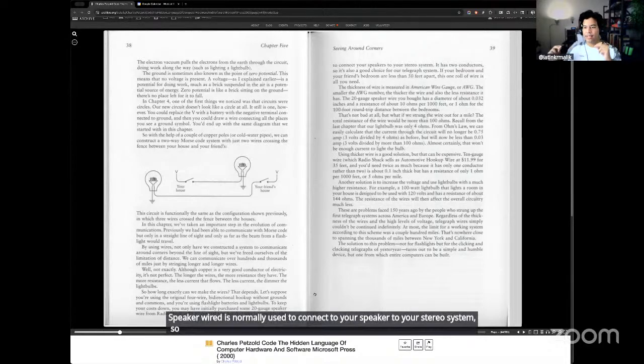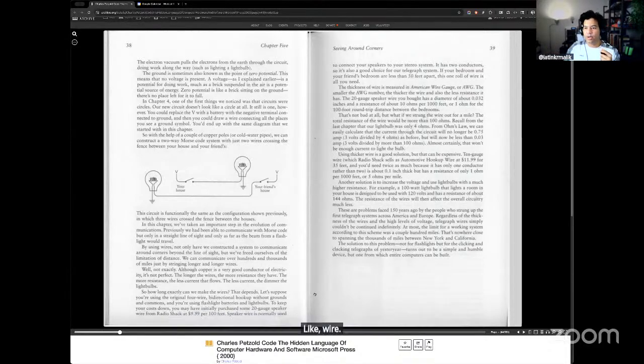So you have all seen that wire. It's basically like an auxiliary cable. It has two conductors, so it is also a good choice for our telegraph system. If your bedroom and your friend's bedroom are less than 50 feet apart, this one roll of wire is all you need. The thickness of wire is measured in American wire gauge, or AWG. The smaller the AWG number, the thicker the wire, and also the less resistance it has.